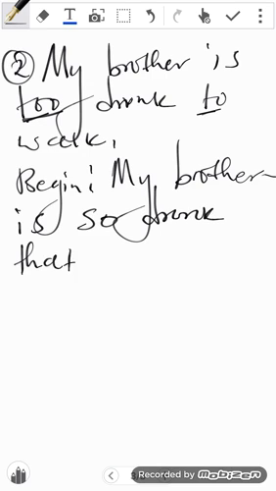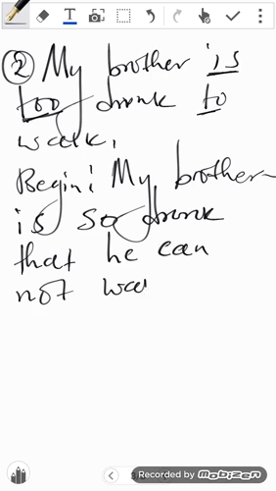Now, brother talks about could be a boy or a man. So the pronoun that you use is he. So my brother is so drunk that he. Now I cannot say couldn't walk because we have the be verb which is in the present, is. So my brother is so drunk that he cannot walk. You see? Just like that. My brother is so drunk that he cannot walk. Let's continue.